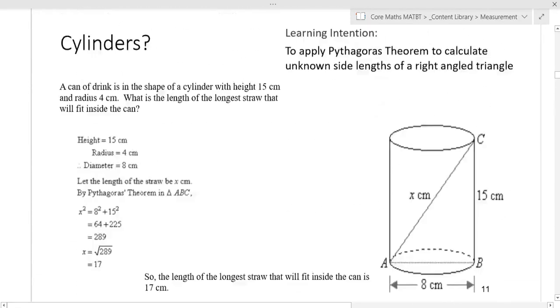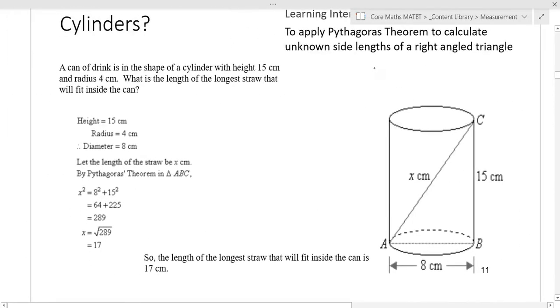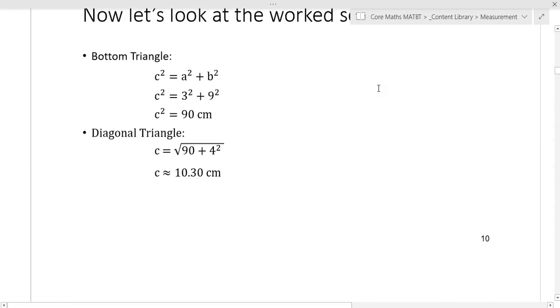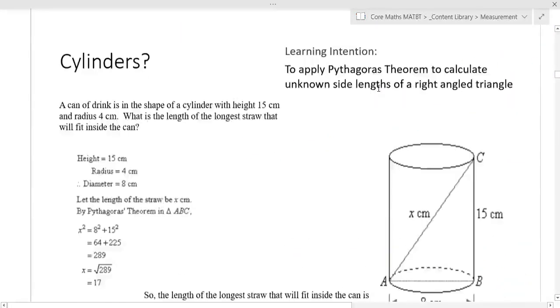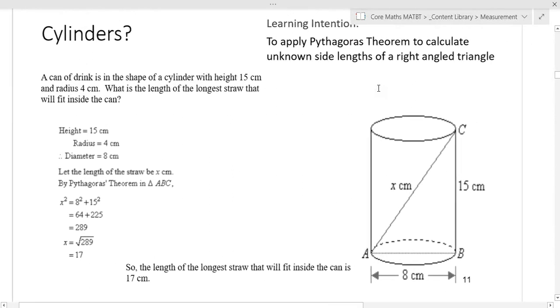So let's look at cylinders. What about your cylinders? So let's go to slide number 11. How will that work for a cylinder? Okay, so here you've got a cylinder with these lengths, and I want to figure out what is length x, which is this. Figure out that diagonal length.